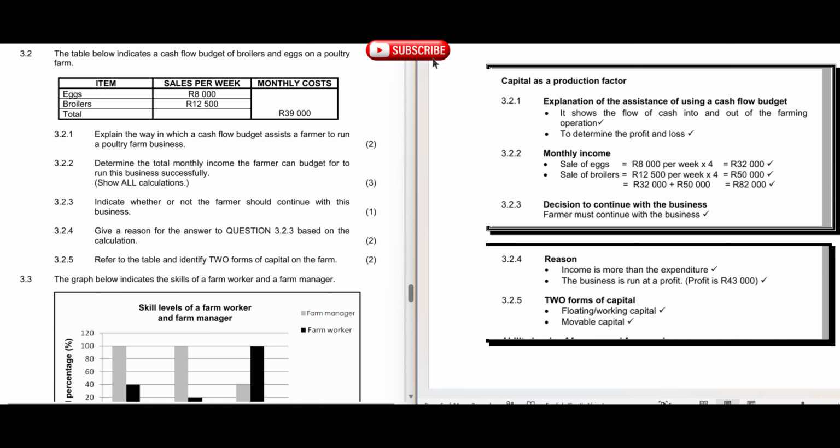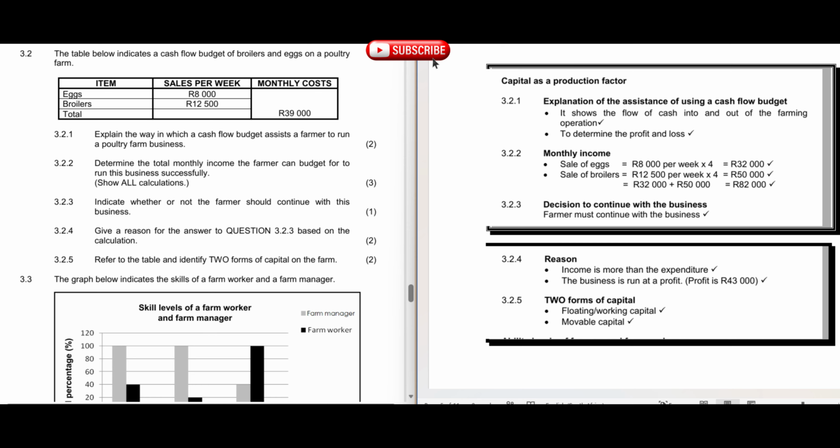To get the total monthly income for both items, we will say 32,000 rands plus 50,000 rands. The final answer is 82,000 rands in income generated for the month. 3.2.3 Indicate whether or not the farmer should continue with this business. How do we decide whether to continue or discontinue business operations?